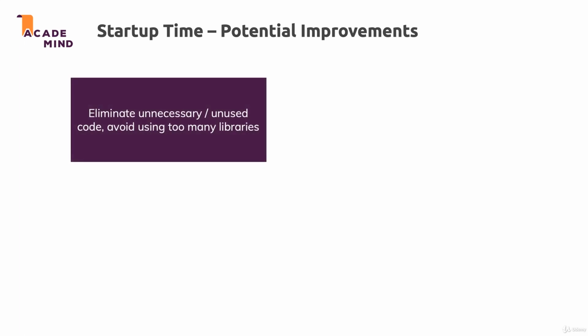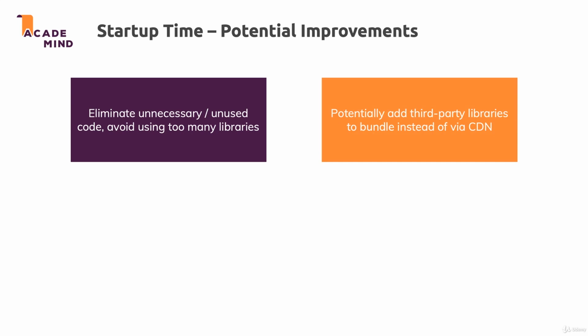When we have a look at startup performance, then we want to eliminate unnecessary or unused code to download as small of a code package initially as possible. You also want to avoid using too many third-party libraries for that reason, because every third-party library you add is extra code which needs to be downloaded and parsed. So the more third-party libraries you load, the more code you have to download.